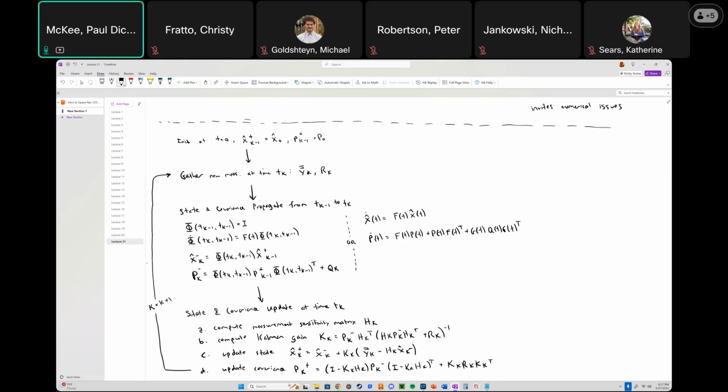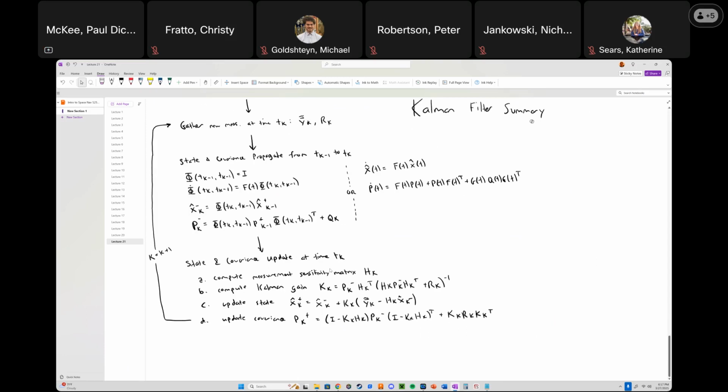So we gather a new measurement at time k. At that instant in time, we ask: what is my prediction, and then what is my correction? Or what is my propagated state, and then what is my updated state? And that's pretty much what we have. This is just a summary of the equations that we've already been looking at. So, Kalman filter summary. Questions on that? Okay, cool stuff.